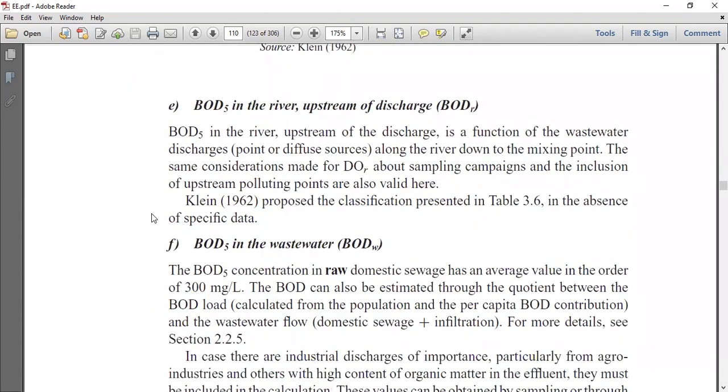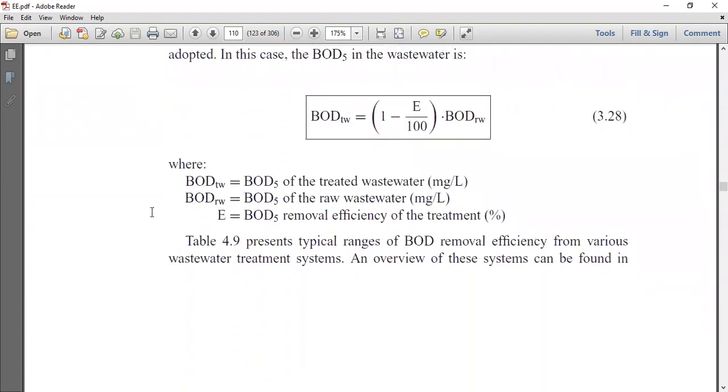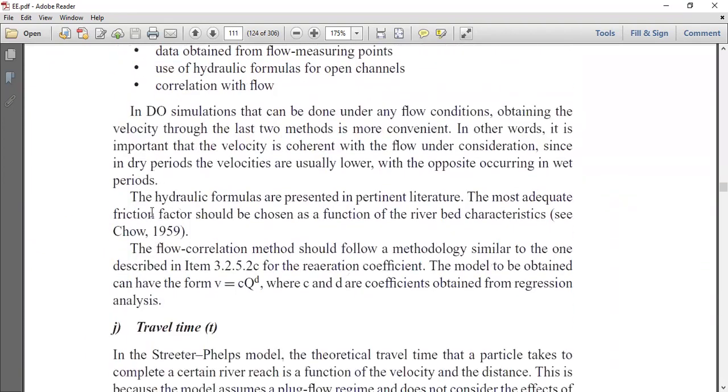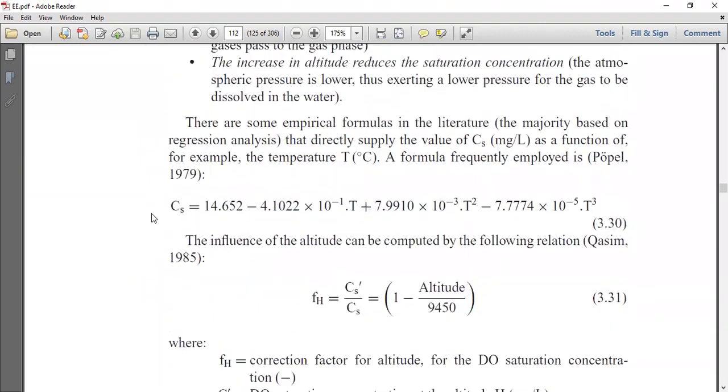DO in the river upstream of the system. So this is not a travel time, concentration.